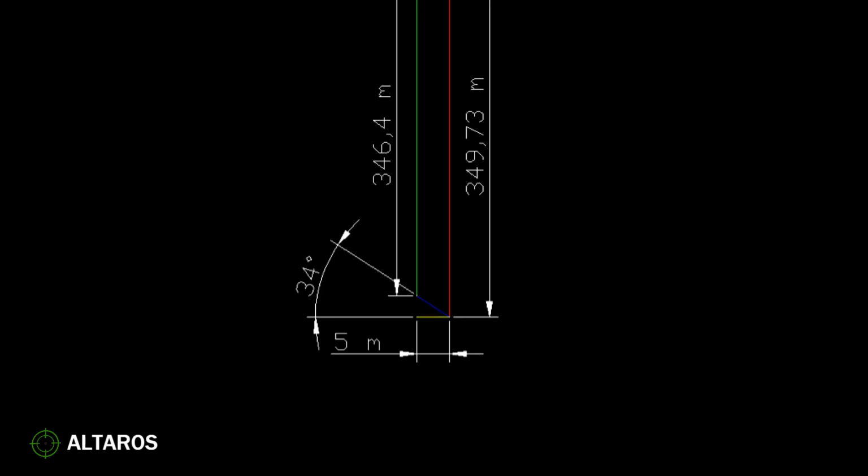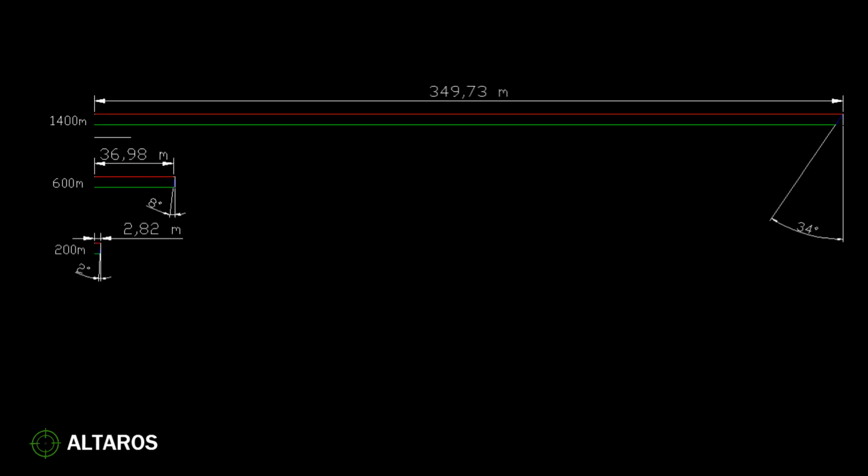Here, we can see the angle of impact of ATP bullets at the distance of 1400 meters. The angle is 34 degrees, and the drop of the projectile is 100 times higher in comparison to 200 meters. This indicates how significant the difference is between shooting at 200 meters and 1400 meters. This is good for understanding the graphical comparison of all three distances.